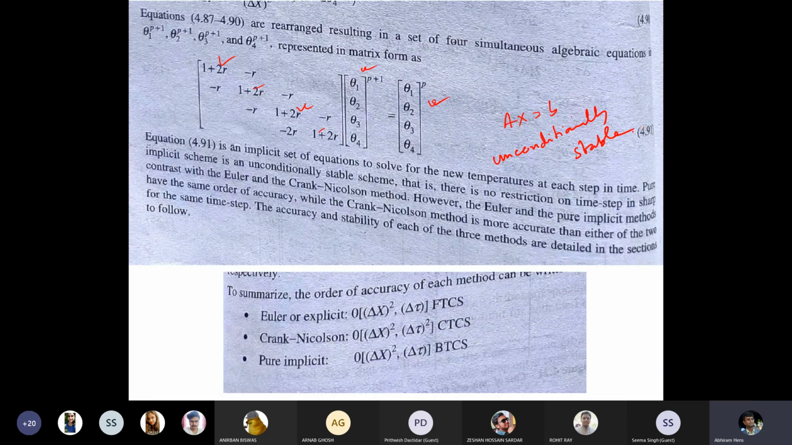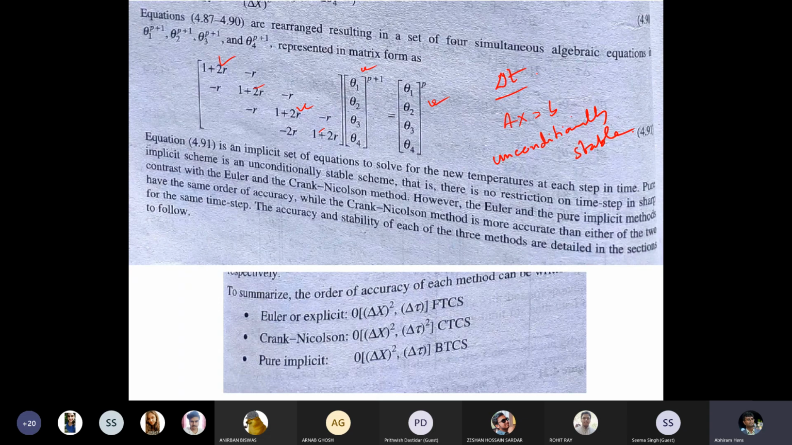There is no condition for stability, unconditionally stable. So in this case of the implicit method, you can take a large value of delta t. A large value of delta t means you can finish your computation in a much shorter time, without any unstable situation. So a large value of delta t can be taken.